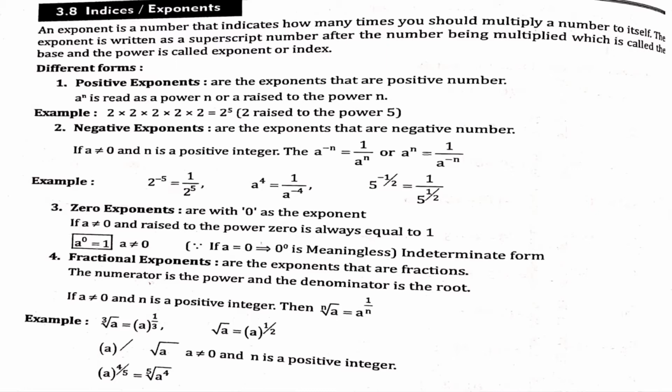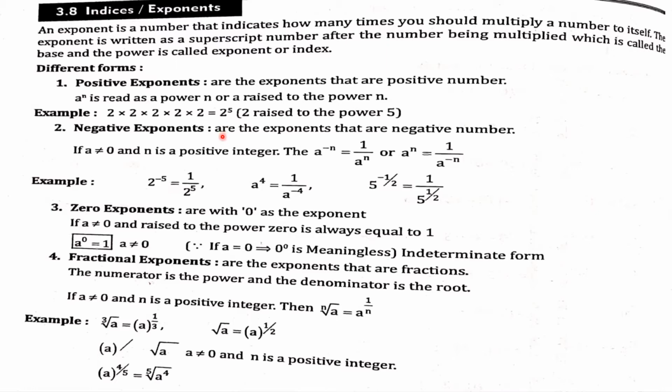The first form of exponent is positive exponents. Positive exponents means the number should be positive. Here a number 2 has been taken. 2 is multiplied 5 times, so that means 2 to the power of 5. Here 2 is raised to the power of 5. If it is written in the form a to the power of n, then this 2 multiplied 5 times is written in the format 2 to the power of 5. This is nothing but positive exponents.